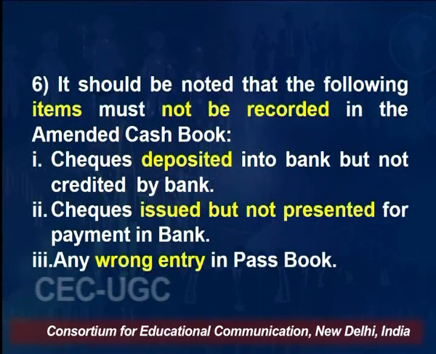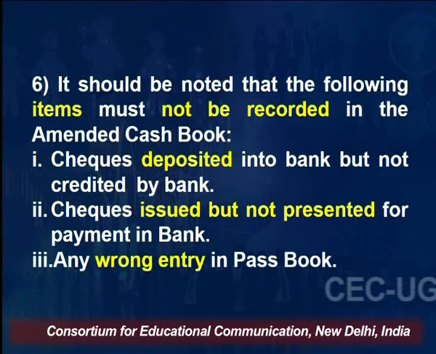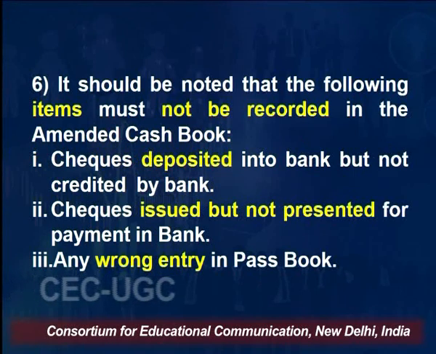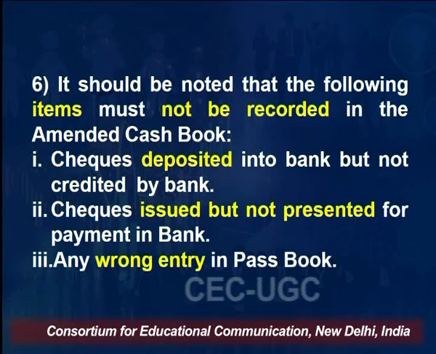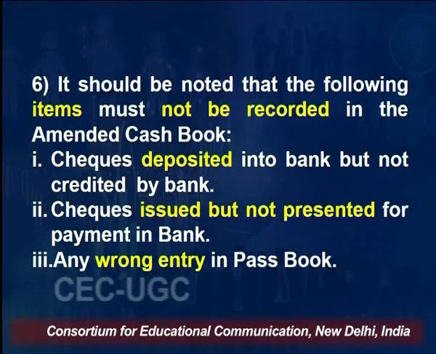The points which you have to keep in mind while preparing amended cash book or adjusted cash book, these are the items which will not be recorded in the amended cash book. The first is check deposited into bank but not yet credited by bank. This is the error which is done by bank. So basically what I have told you, all those errors and omissions which are done in the cash book will be recorded in the cash book only. The items or errors or omissions which are done by bank will not be recorded in the amended cash book.